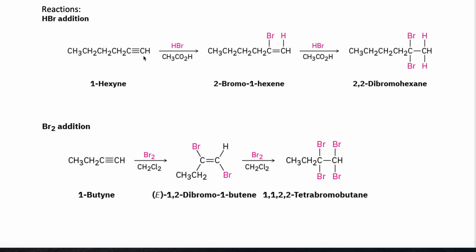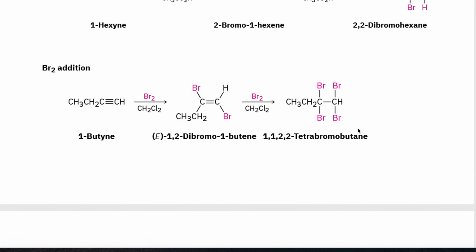And the naming is nice too. Take advantage of this to learn the name as well. 1, 2, 3, 4, 5, 6. So that's why it's 1-hexyne. 1, 2. So that's why it's 2-bromo-1-hexene. And then we don't have any more double bonds or triple bonds. So just 2, 2, 1, 2. So you got 2, 2, another 2, dibromohexane. Very nice, right?